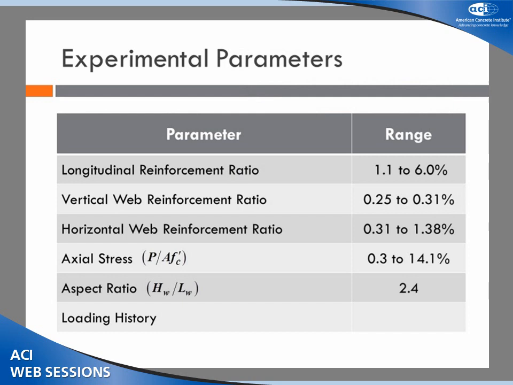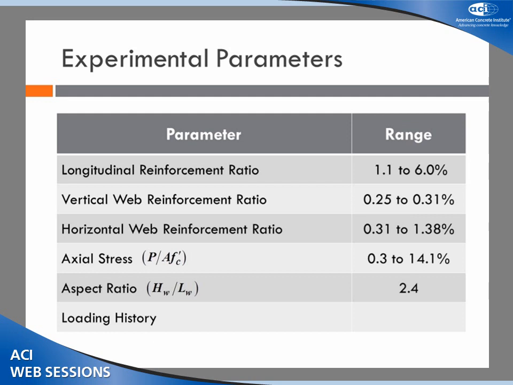Anyway, what I'm going to talk about are the tests that were done at PCA. They really tried to, in a fairly concise experimental program, do a large number of parameters. They looked at longitudinal reinforcement ratios in the boundary elements, vertical and horizontal reinforcement ratios in the webs, axial stress, which is important, especially if you have a bearing wall type of structure. And then they did look only at slender walls, so the aspect ratio of these walls was 2.4. They did try several different loading histories, and I'll give a brief summary of that in a minute.